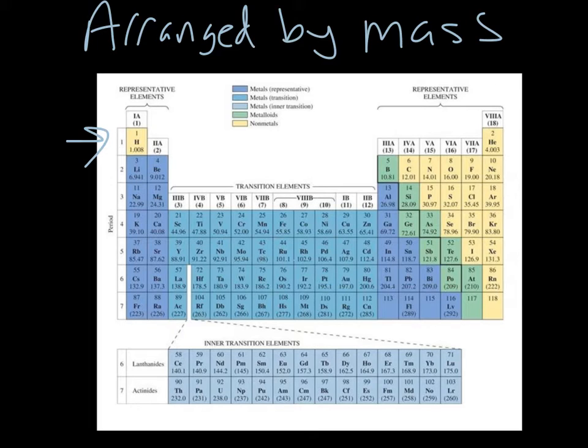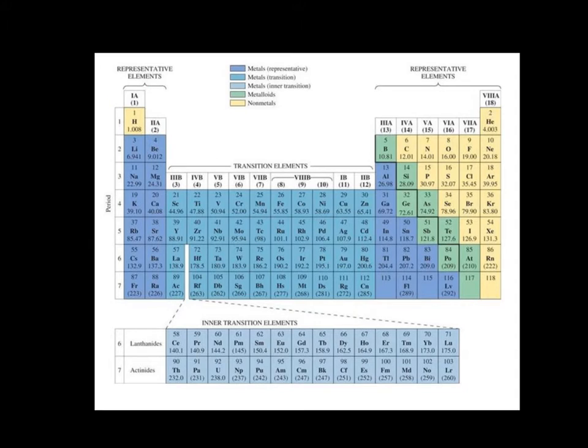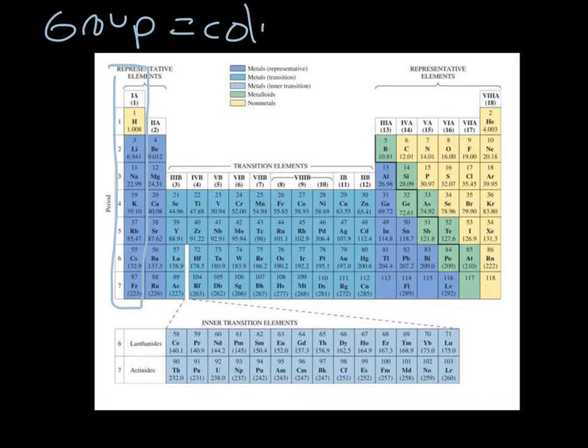They are arranged in such a way that elements in the same group, which would be a column like this, behave the same way. So we call it the periodic table because there is periodicity to how these elements behave. So a group or a family, as I mentioned previously, is a column. And in a given column, the elements in that column tend to behave the same way.